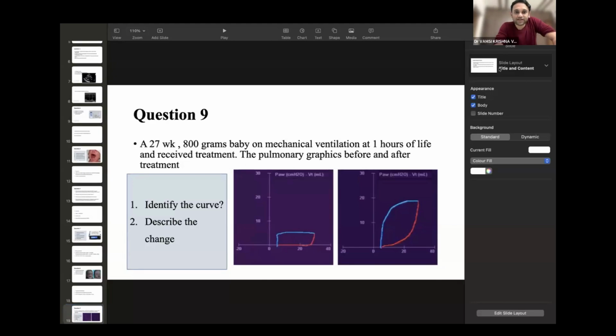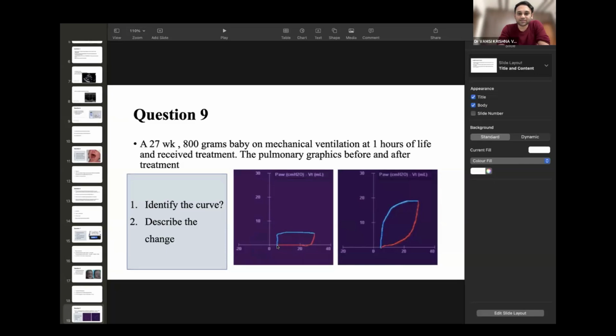So we have a 27-weeker, 800-gram baby on mechanical ventilation at 1 hour of life who received surfactant treatment. These are the pulmonary graphics before and after the surfactant. So what is this graph? Yeah, it's a PV loop. This is a loop where you compare two parameters with each other. In the case of scalars, you have time on the horizontal axis and on the vertical axis pressure, volume or flow. When you compare one parameter with another, like pressure and volume, or flow and volume, you get these loops.